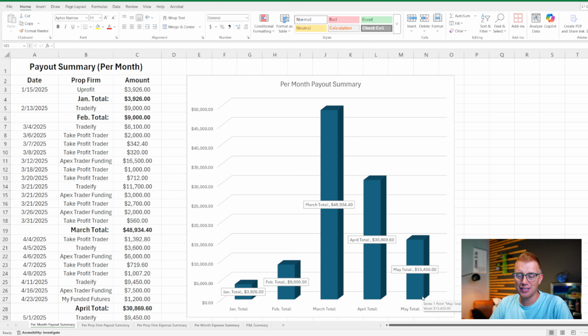Honestly, I'm trying not to make specific goals per month. I don't want to really do that. I just want to focus on trading well, and the payouts will take care of themselves. I'm trying not to pay attention to when the payouts come in, because the March payouts here, obviously that was the most, but I traded really well in February, and then I saw the fruits of that labor in March. So I'm not going to focus too much on payouts per month.